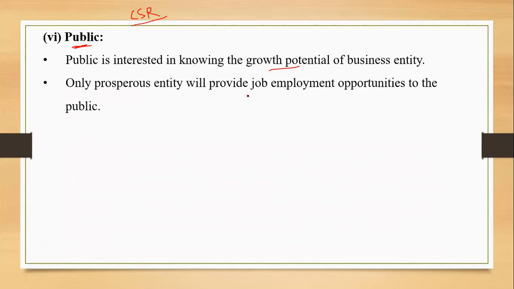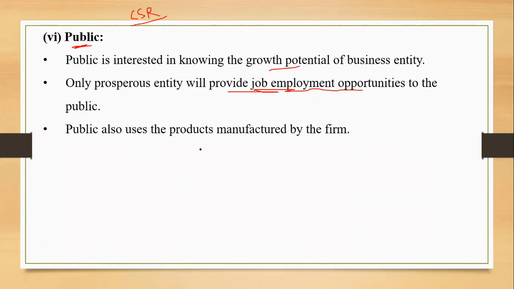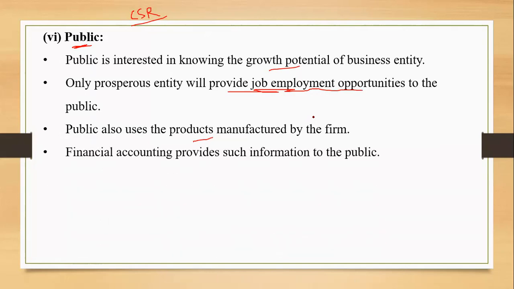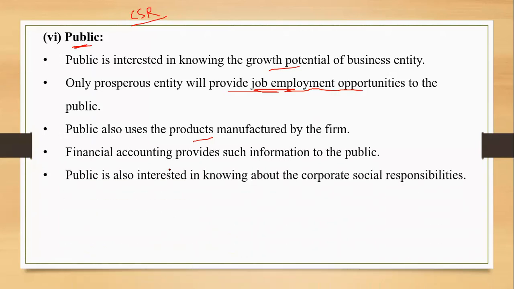Also, they would like to know whether the company has been providing the job employment opportunities to the public or not. Okay, they also use the products manufactured by the company, so they would like to ensure that they are of good quality, okay, a healthy product, and also they are provided to them at a reasonable price, right? All this information can be obtained by the public with the help of the accounting information. Okay, they are also interested to know about the CSR activities, that is corporate social responsibilities.